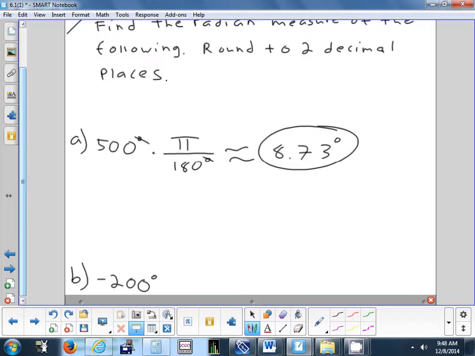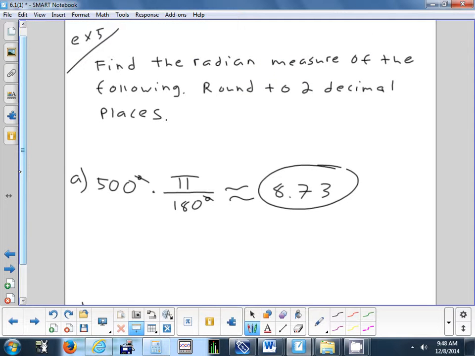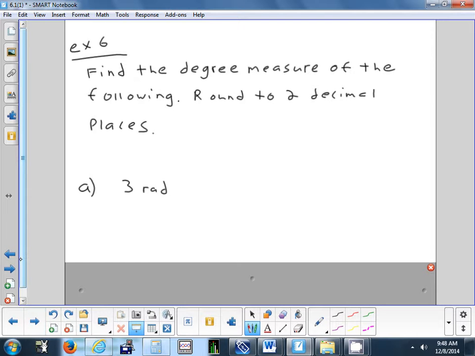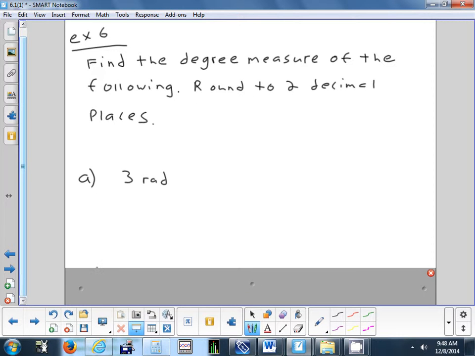Okay, with a negative angle, it doesn't change how you do anything. You'd still multiply by pi and divide by 180. Wouldn't that be, oh yes, radians. Thank you. Converting to radians. So for negative 200, I just type in on my calculator, negative 200 times pi and divide by 180 and see what I get. Okay, again, I wrote radians here just so we get used to not seeing it.